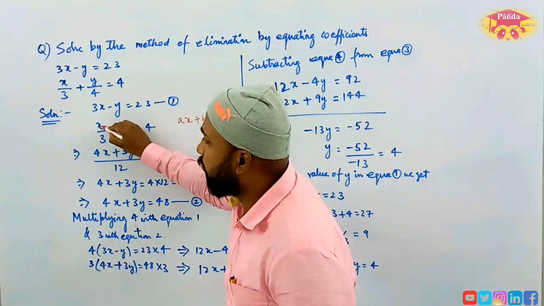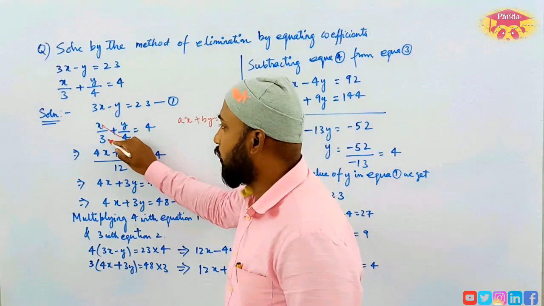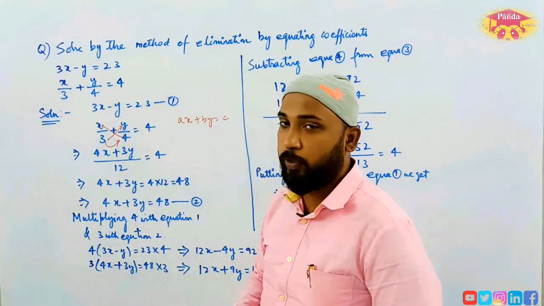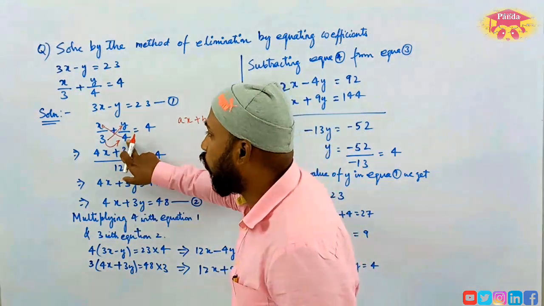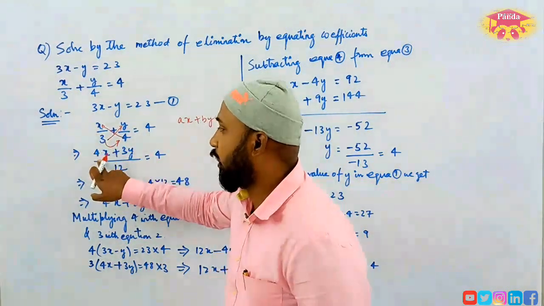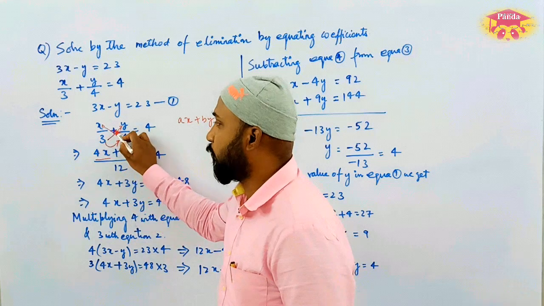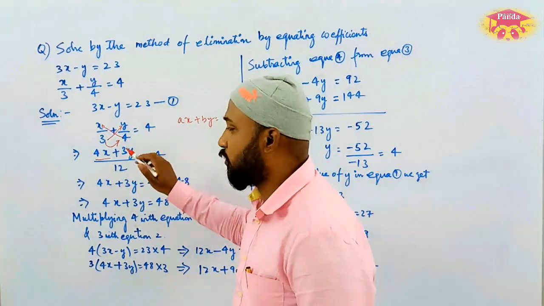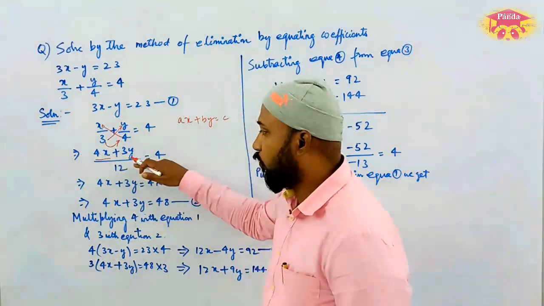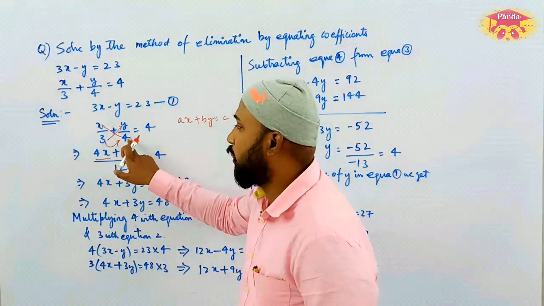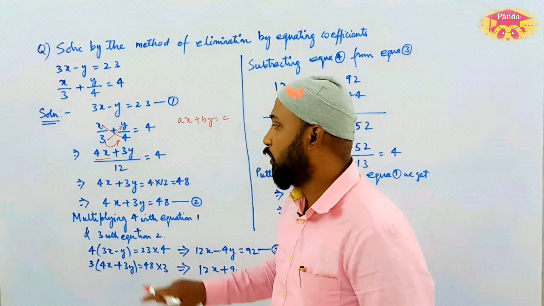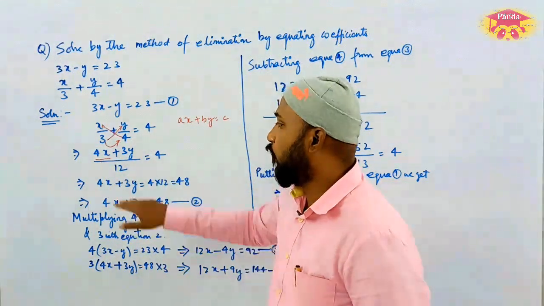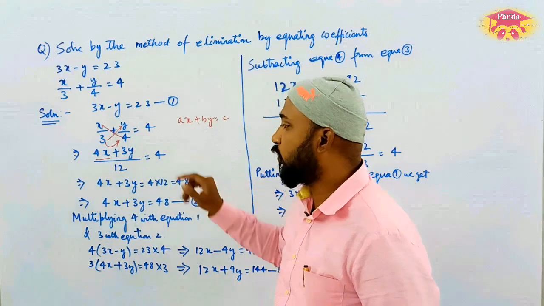This 4 is multiplied to this x, 3 is multiplied to this y, and 3 and 4 are multiplied with each other. You see, 4 multiplied to x becomes 4x. Thereafter there is a positive sign, I put the positive sign. 3 multiplied to y becomes 3y, then 3 multiplied to 4 becomes 12, equal to what we have, 4. So 4x plus 3y by 12 equals 4.